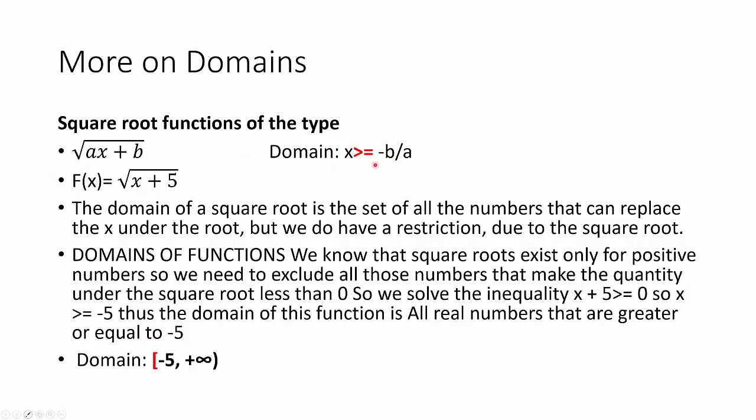So in this case we have x plus 5. X plus 5 is under the root. So what we need to do is solve x plus 5 greater or equal to 0. So this means that x must be greater or equal to negative 5. So the domain is from negative 5 to plus infinity, but remember that we have to include the negative 5, so we have a bracket on the negative 5.